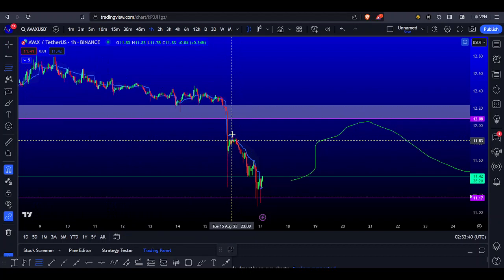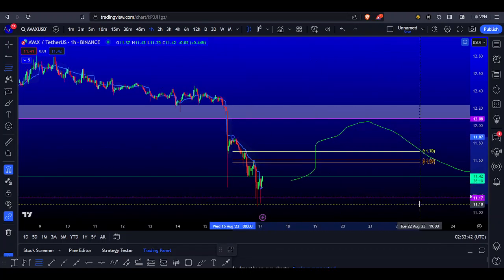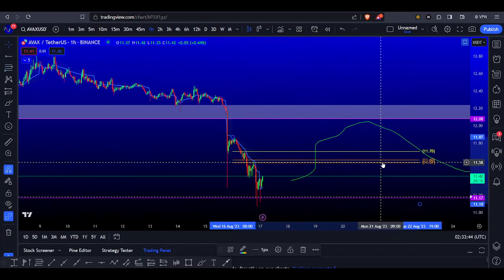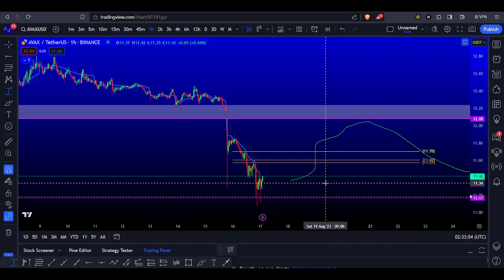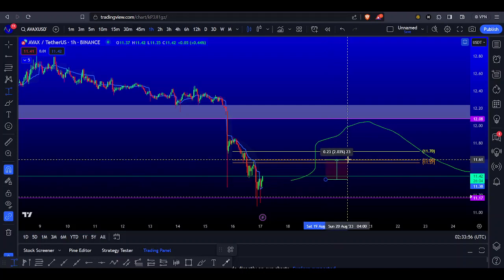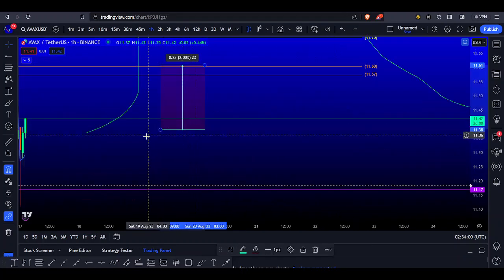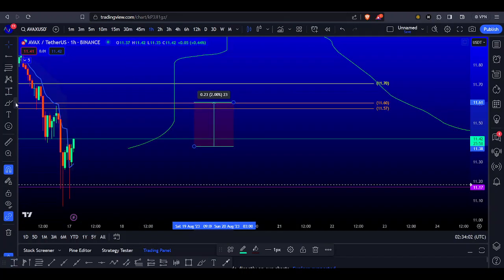We can go ahead and pull the fibs from this high to the swing low. You'll see the golden pocket is around $11.50. Just a disclosure, I am currently long on AVAX, entered somewhere around here. So looking for that 2% move into the golden pocket before more than likely a continuation down.